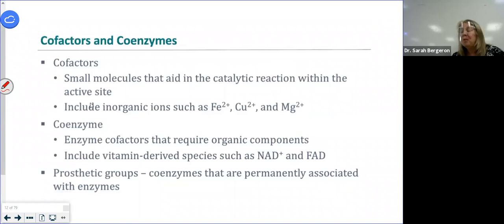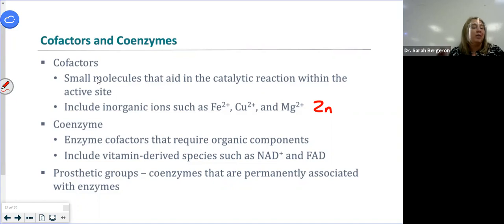Okay, so most enzymes don't do their jobs all by themselves. They have helpers, right? And so they have either what are called cofactors or coenzymes in order to make the reactions happen. So cofactors are inorganic things. They're small molecules that are usually within the active site. A lot of times they are ions: iron, copper, magnesium, zinc. You've heard of zinc finger nucleases, right? Why do they call them zinc finger nucleases? Because they require the zinc ion, right? So those are cofactors. They're inorganic.